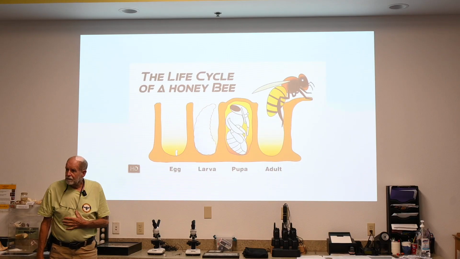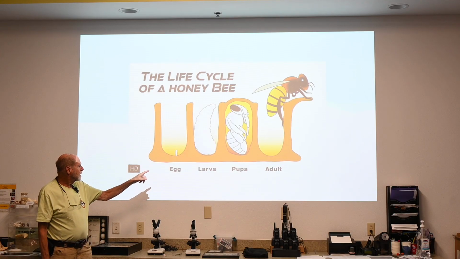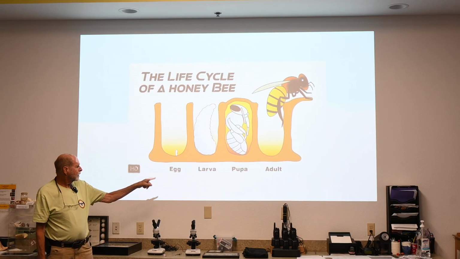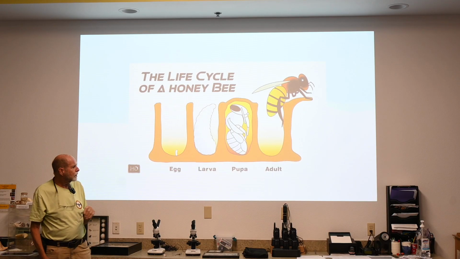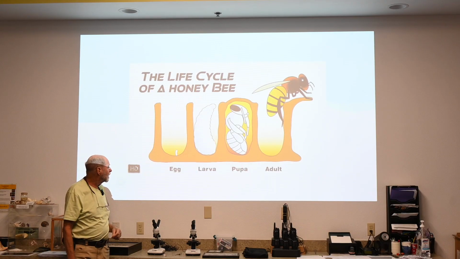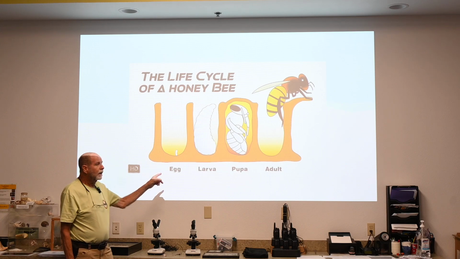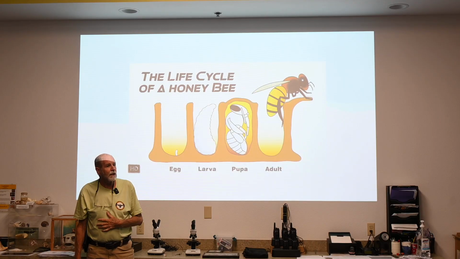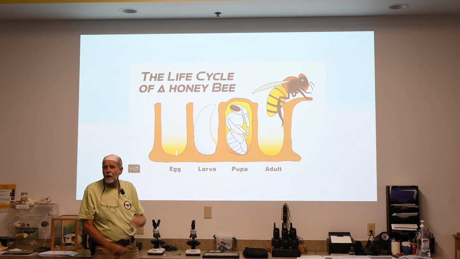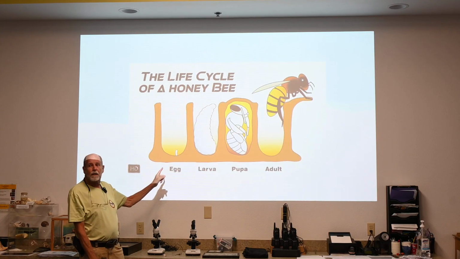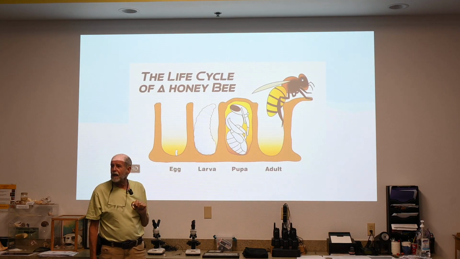The life cycle of a bee. It goes through 3 stages. You have the egg, the larva, and then it turns into a pupa, gets enclosed in a cocoon, and emerges finally as an adult. The egg stage lasts for 3 days. The larva stage lasts for 6 days. And in the worker bee, the pupa lasts for 12 days. 3, 6, 12. Grand total, 21 days, and it emerges as a full-grown bee.